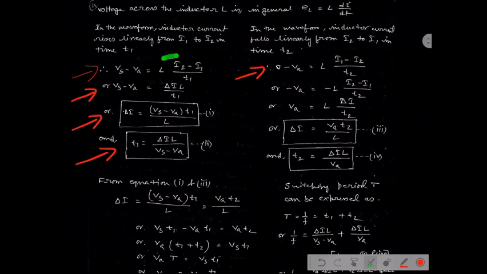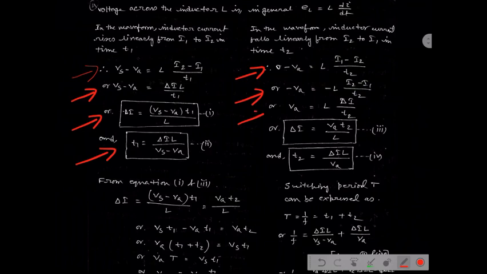In the first case, the current gradually increased from I1 to I2. That is why the expression was I2 minus I1. In this case, the current gradually decreases from I2 to I1. That is why the expression is (I1 minus I2) by T2 during T2 time. After simplification, we can write minus Va equals minus L (I2 minus I1) by T2.